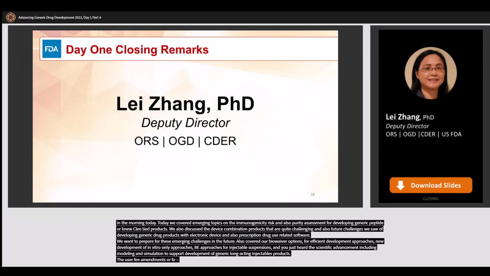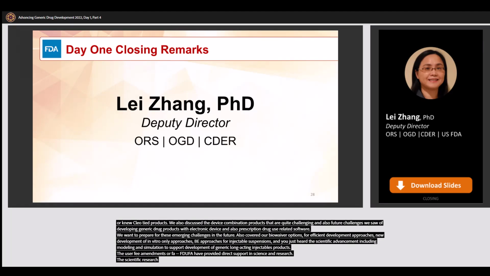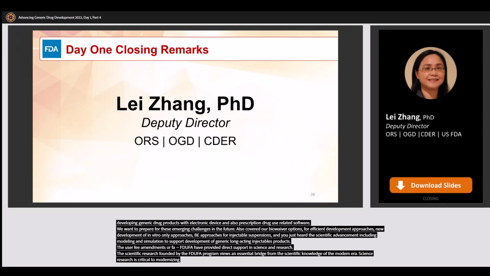The scientific research funded by the GDUFA program builds an essential bridge from the scientific knowledge of the modern era. Science and research are critical to modernizing the generic drug development program and the generic drug industry to continue to supply safe and effective generic drugs to the American public.